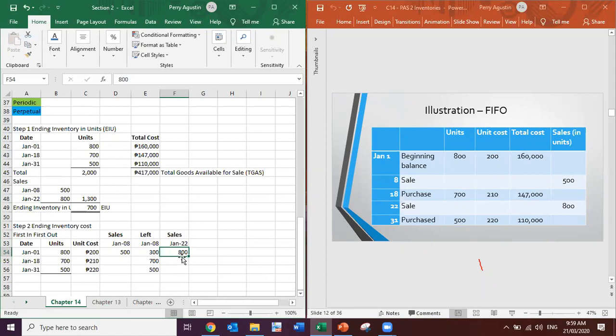So 800 units were sold. I'm just going to put it on the top.